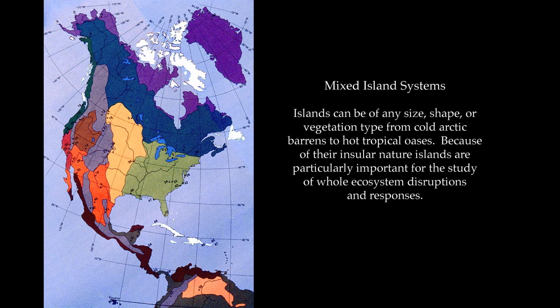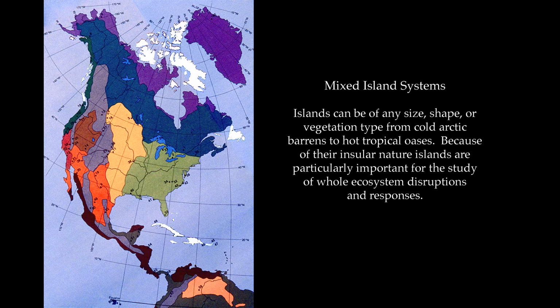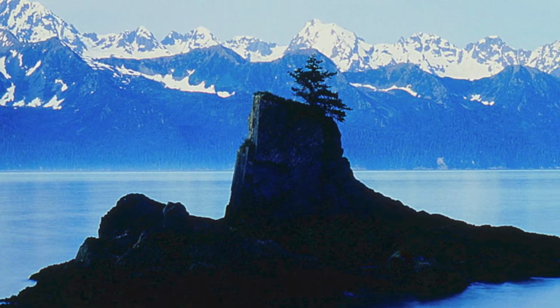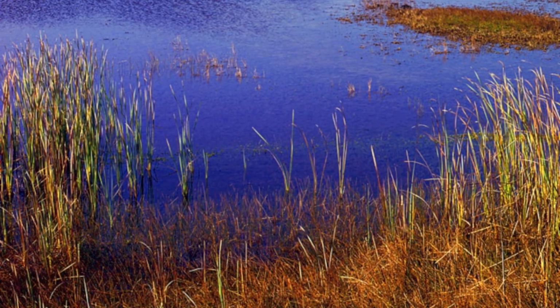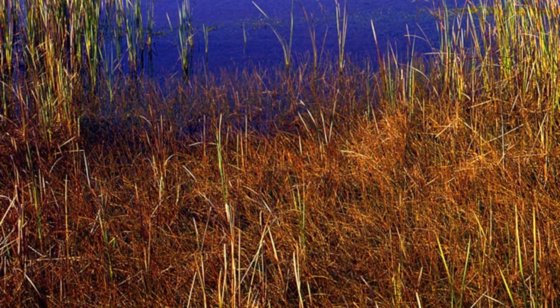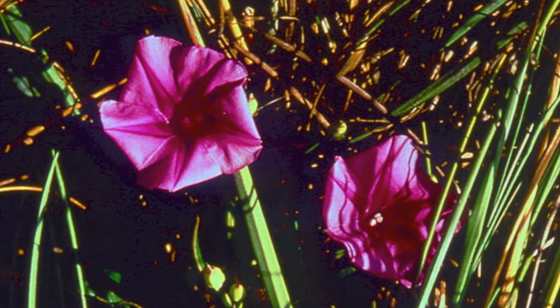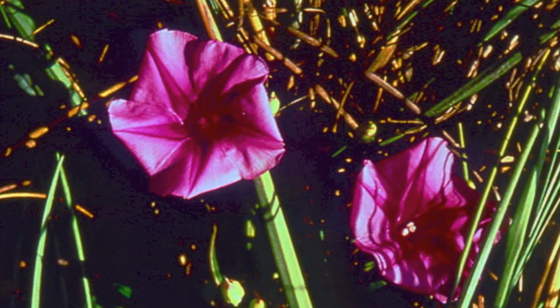Mixed island systems. Islands can be of any shape, size or vegetation type, from cold Arctic tundras to hot tropical deserts. They can be rocky, sandy or both, sparsely to heavily vegetated, and provide dependable to tenuous habitats for all kinds of plant, animal and life allies. Because of their insular nature, islands are on the front line for the study of whole ecosystem disruptions and responses to changes in weather and rising sea levels. They are like the canaries of the biosphere.